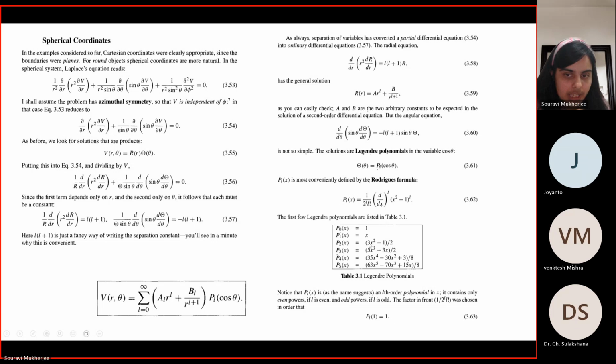That means now what you can do is write the potential in the most general form as a function of the radial part and a function of the angular part, and it's a linear superposition of all such possible values of L. Right? That gives you the most general expression of the potential in spherical coordinates.